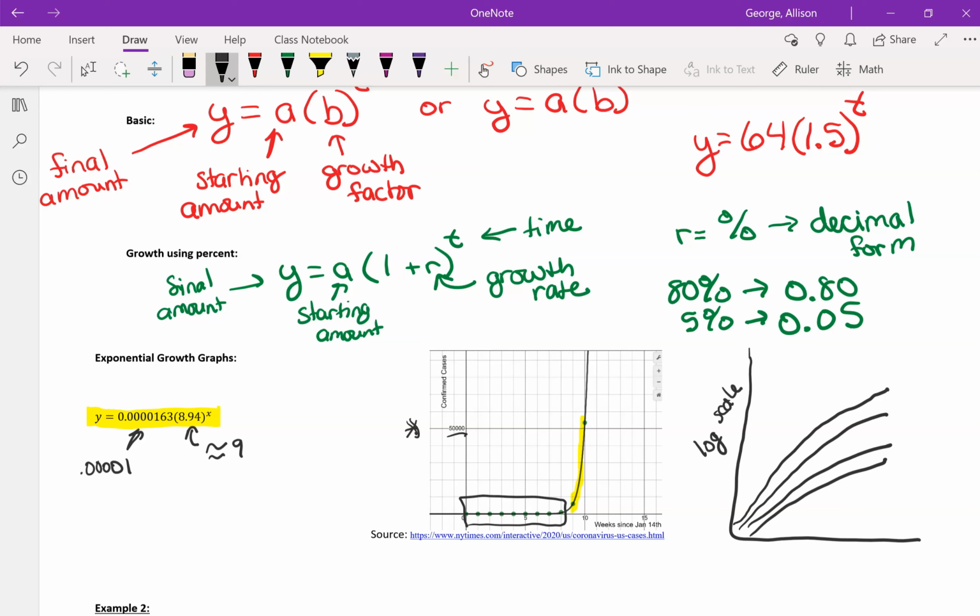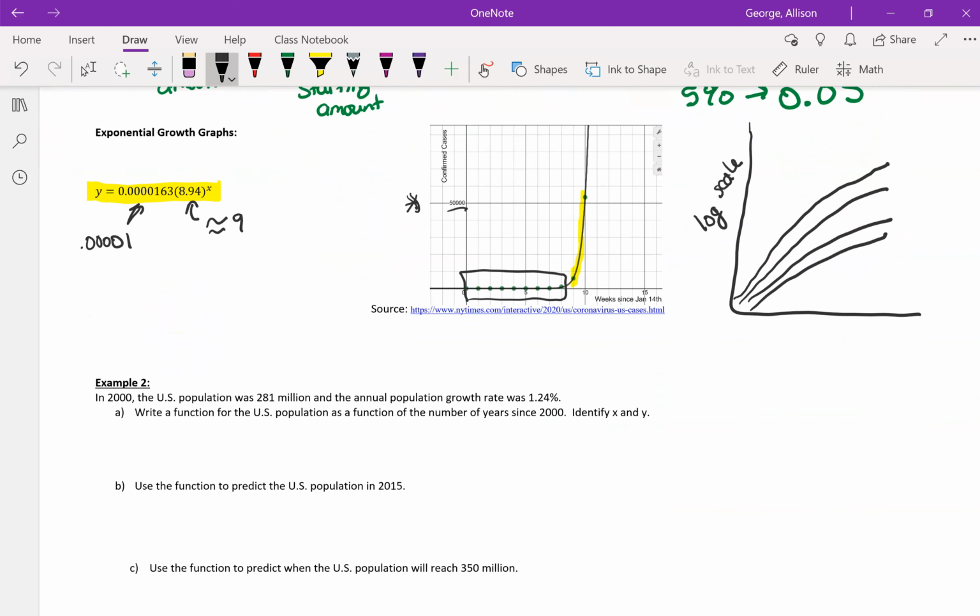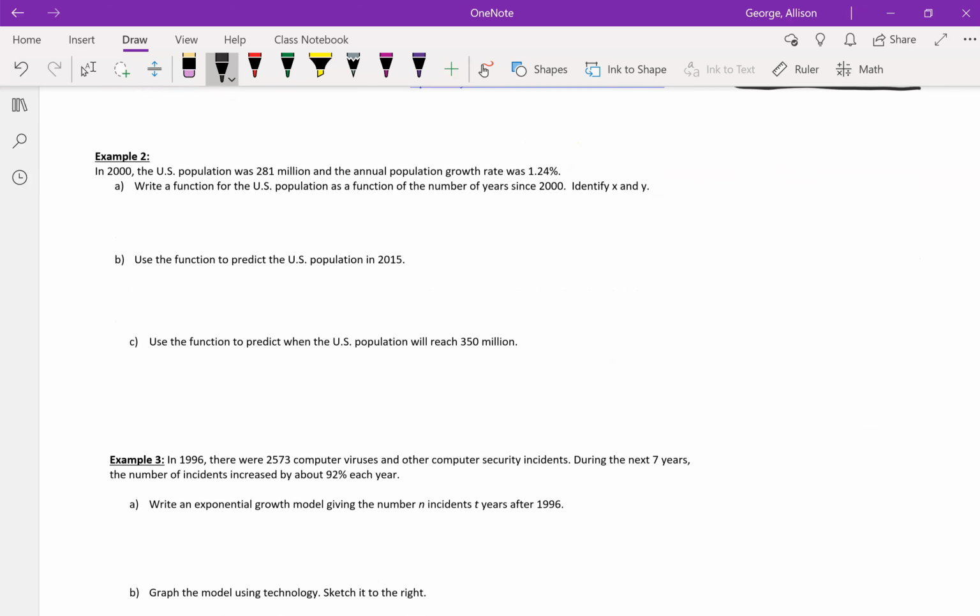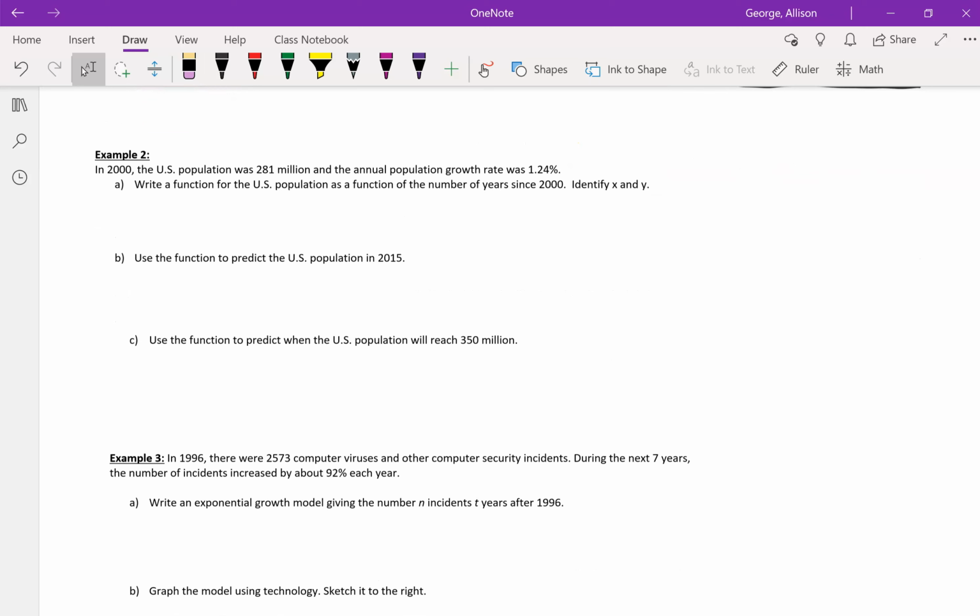I got you. All right, example 2. So we're going to write an equation for this, and then we're going to graph it and use the graph to help us make some predictions. All right, so it says in 2000, the U.S. population was 281 million, and the annual population growth rate was 1.24%. Write a function for the U.S. population as a function of the number of years since 2000.